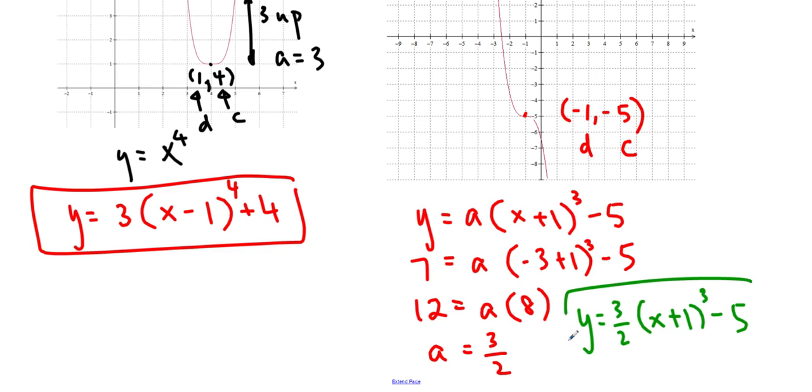And that's it. Okay? So basically what we learned was that we can do transformations on the cubic and the quartic, and that we can find the equation of that as well by looking for A. Thanks for watching, and bring any questions you have to class.